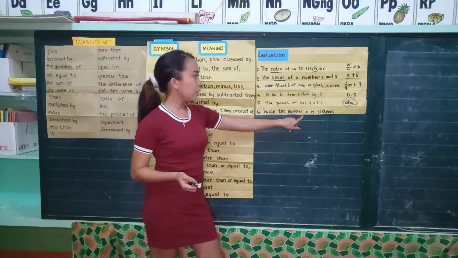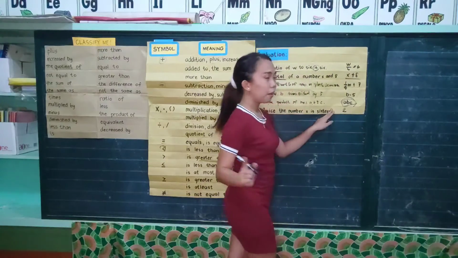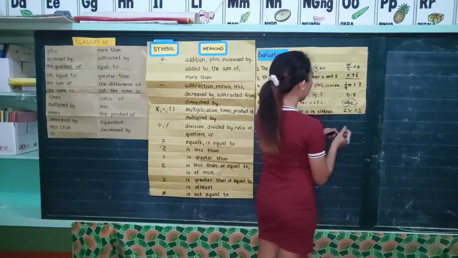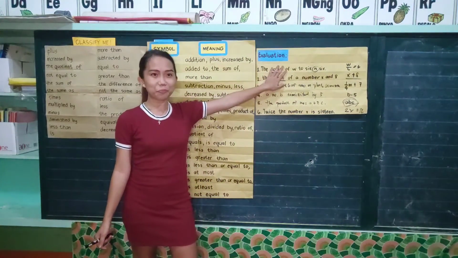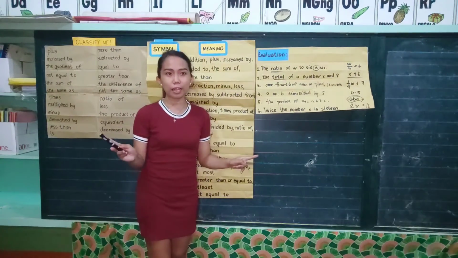And the last one, twice the number X, is 16. So twice, it means multiply by 2. So twice the number X is 16. So did you get a perfect score? 6/6? Wow, very good.